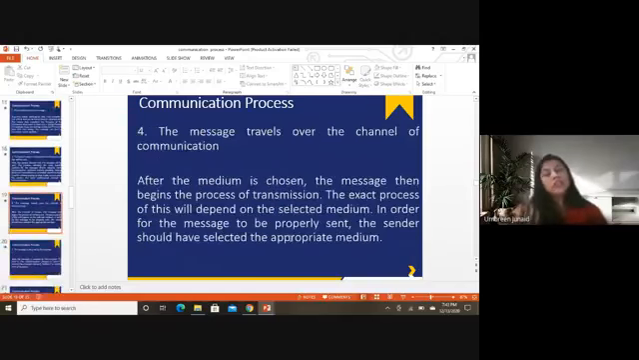The message travels over the channel of communication. This means after the medium is chosen, the message then begins the process of transmission. The exact process of this will depend on the selected medium. In order for the message to be properly sent, the sender should have selected the appropriate medium.